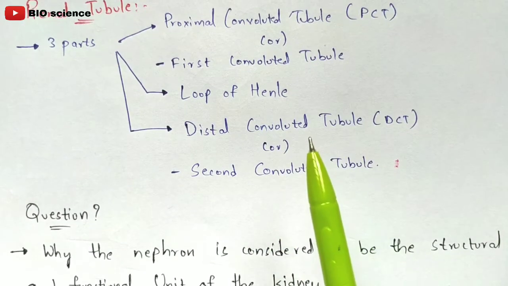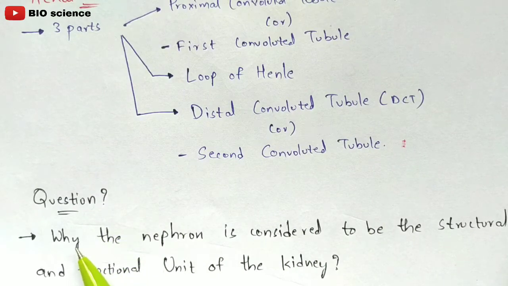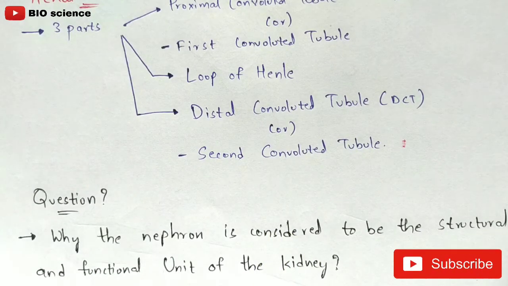Fine. And at the end of this video, I'm going to end it with one question. So what is that question? You have to answer this question in the comment box. So why is the nephron considered to be the structural and functional unit of the kidney? Why? So the answer should be commented in the comment section below. So this is about the structure of the nephron, students.